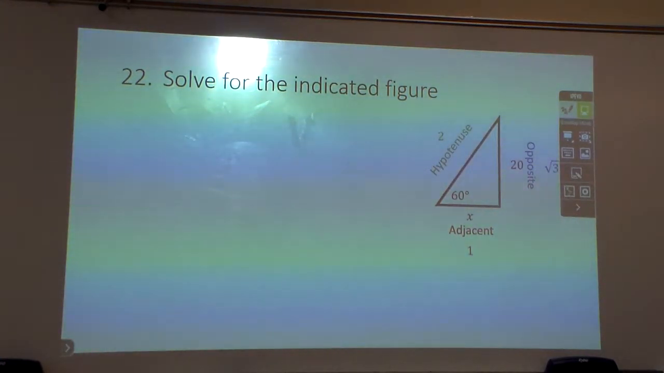If the opposite is 20, and I want to go to the short one, I can divide it by square root of 3. And what's wrong with that answer? Can't have a square root. So will 3 go into 20 evenly? No, so move it up. And that would be your answer there.